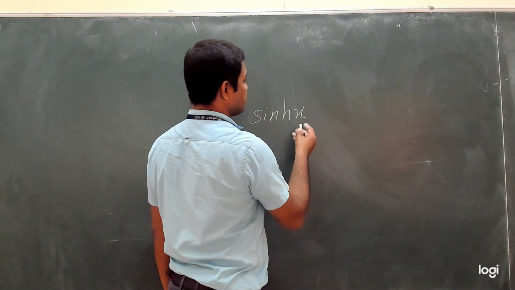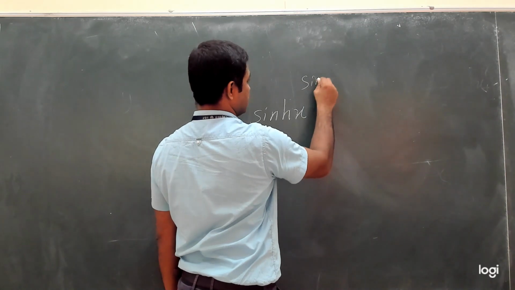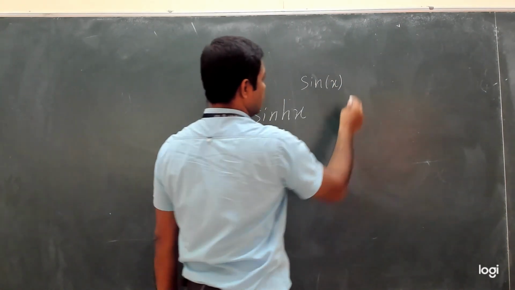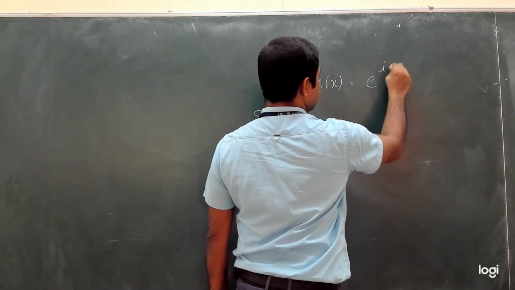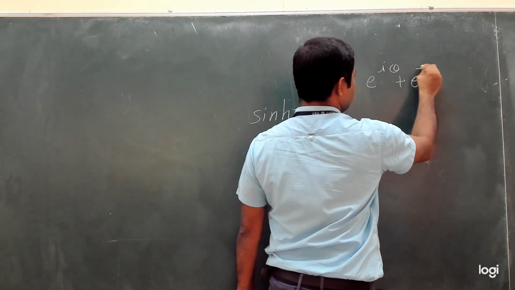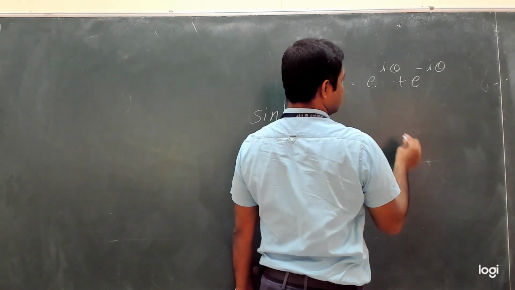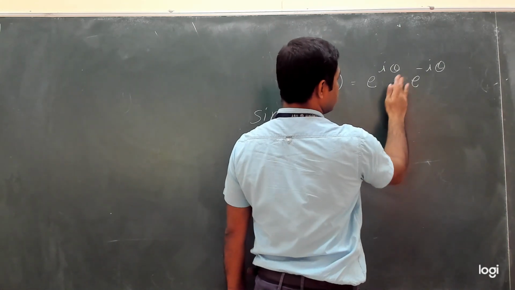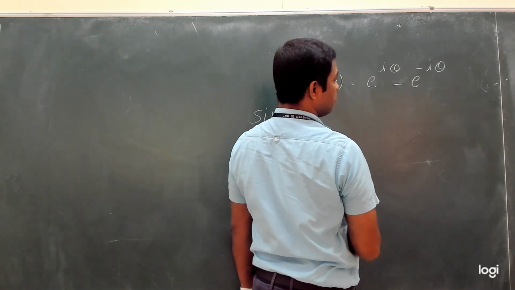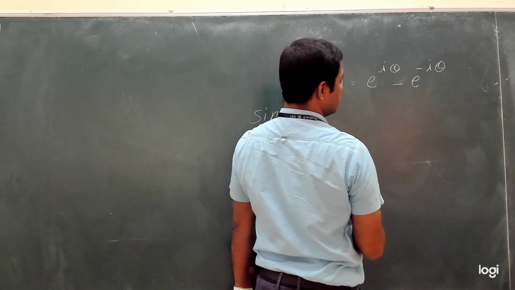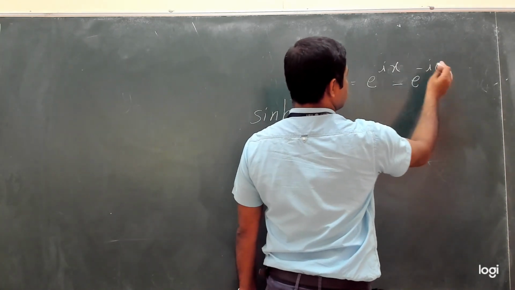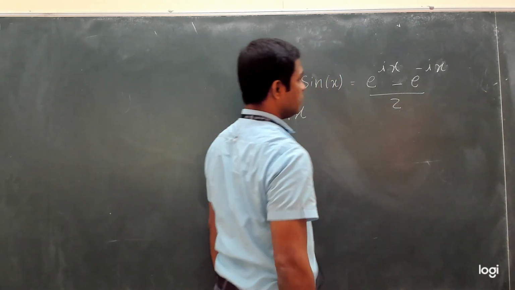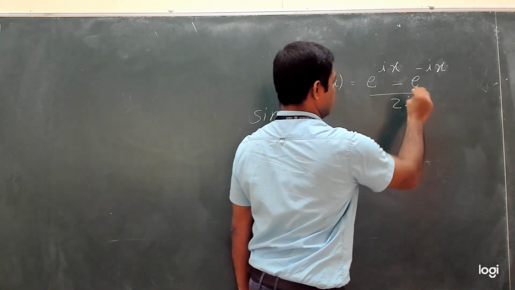Let me explain, because you know what is sin x. Sin x you can write in terms of e power i theta and e power minus i theta. What is sin x equal to? e power i x minus e power minus i x, divided by 2i.